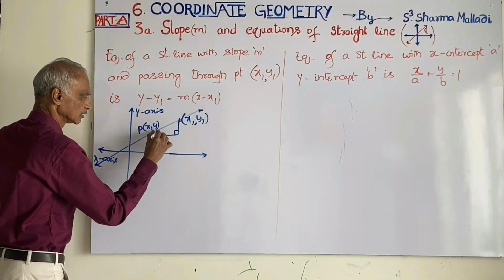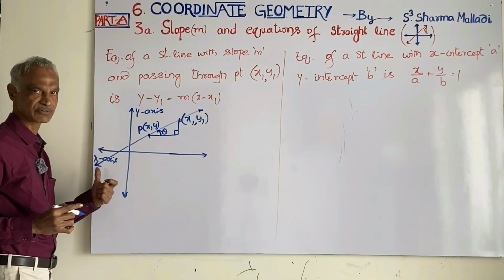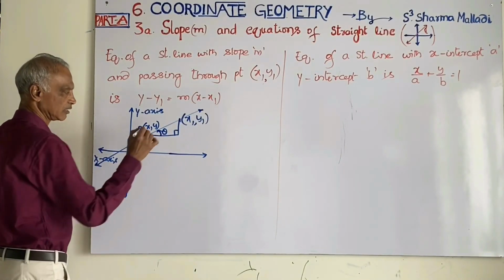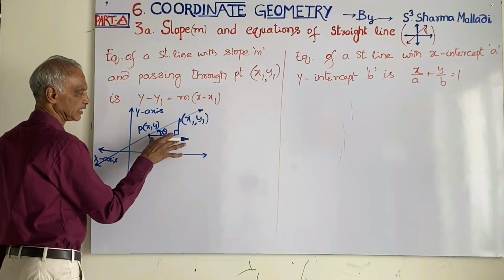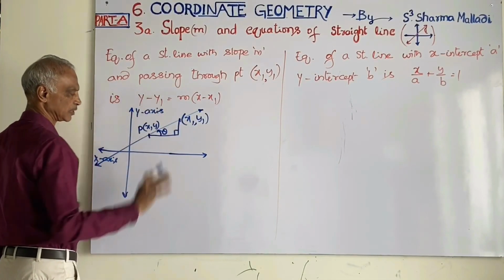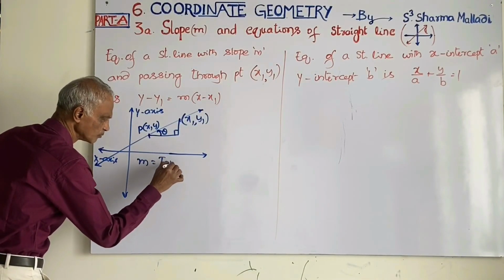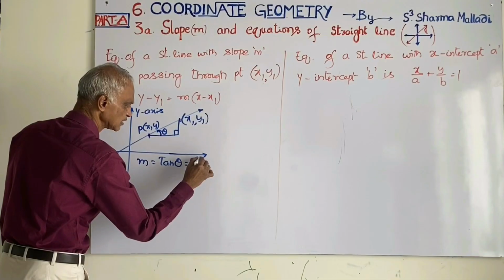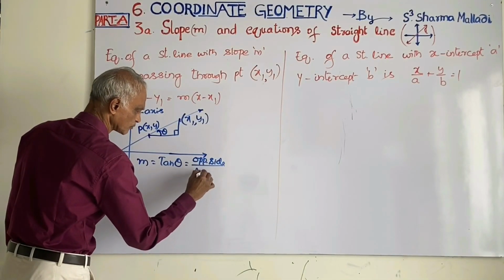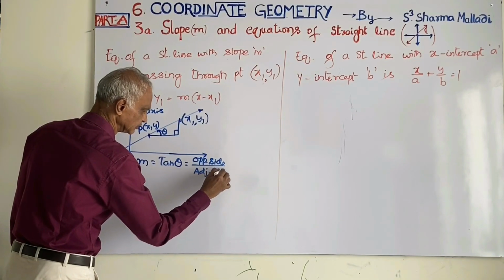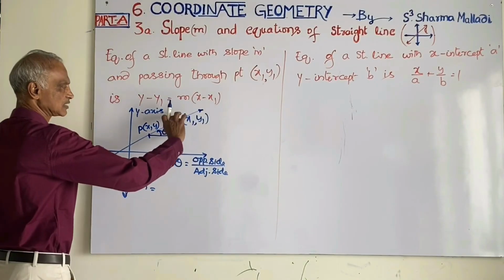This is the angle made by the line with positive direction of x-axis in anti-clockwise direction, theta. Opposite to theta is the opposite side, adjacent to theta is the adjacent side, and this is the hypotenuse. Now you know slope m is equal to tan theta, which is opposite side over adjacent side. Now you take m is equal to, what is the opposite side here?